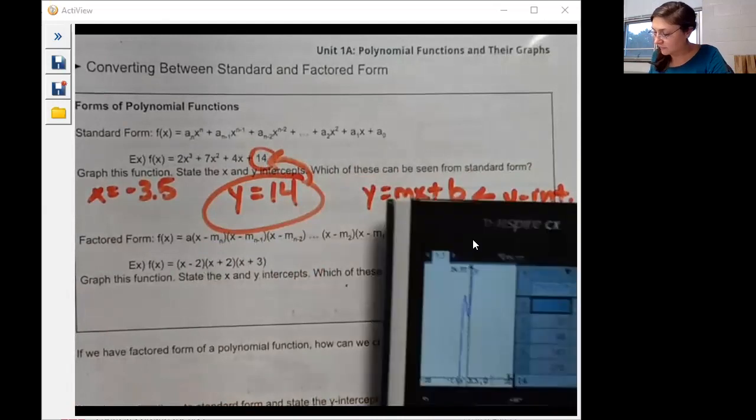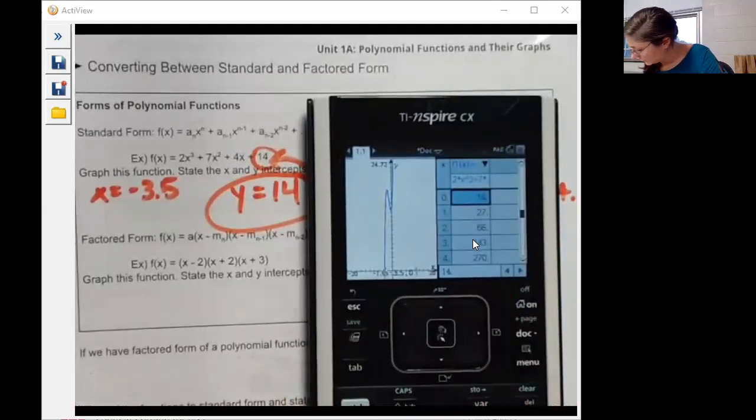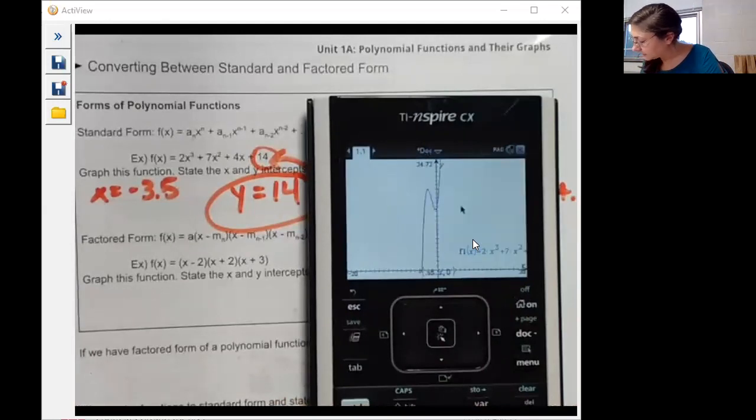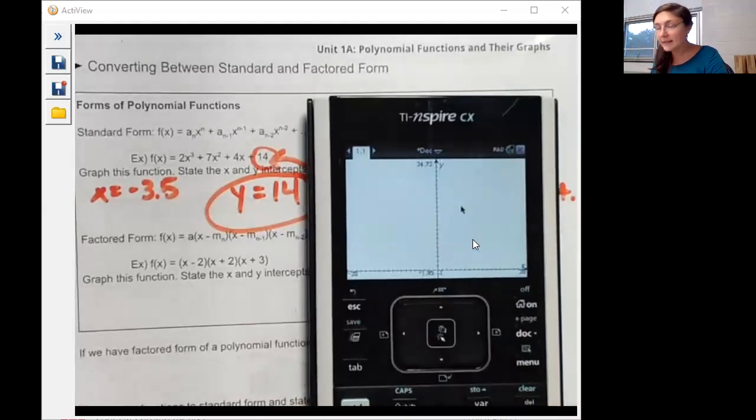Now we've got factored form, so I'm going to go ahead and graph this. I need to start by putting away my table. So Control T will put that table back away. And then I'm going to hit the delete button 3 times really fast to get that graph out of there. It says, do I want to delete this? I'm going to say yes, hit enter.